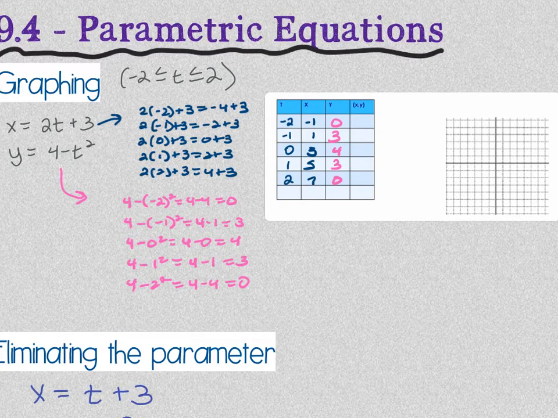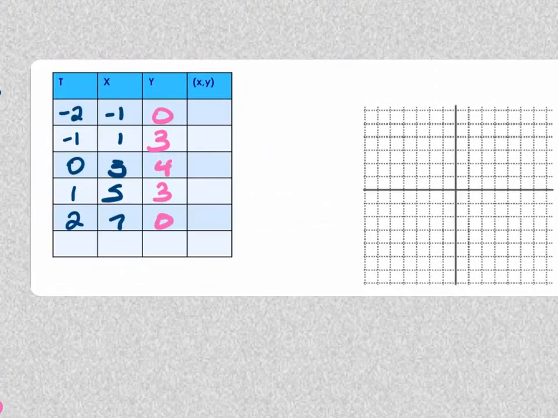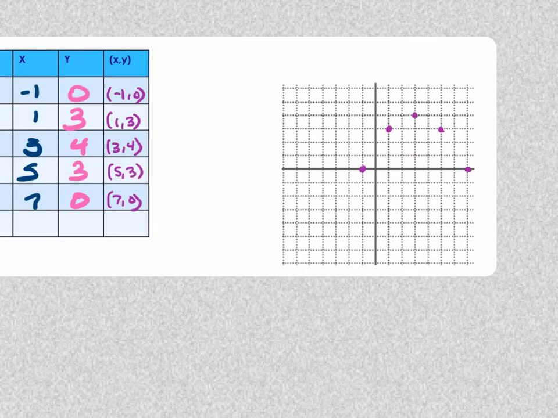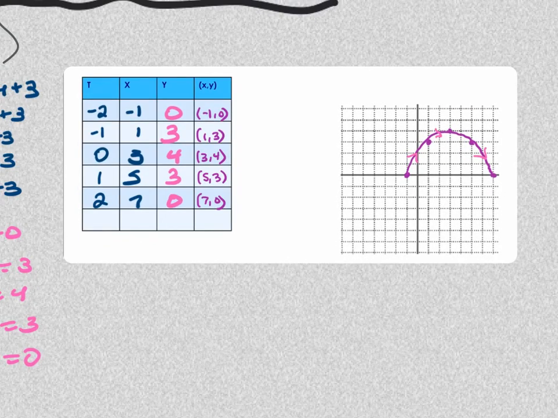Then you're going to give me those coordinate points as x, y's. So you're going to fill in this chart in its entirety. Negative 1, 0; 1, 3; 3, 4; 5, 3; 7, 0. And you're going to plot those points. And you're going to draw this curve, and you're going to make sure you give me the orientation arrows, which are going to point towards the biggest t. Something just like that. So don't forget your arrows.